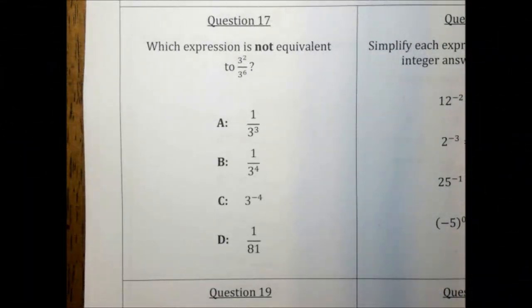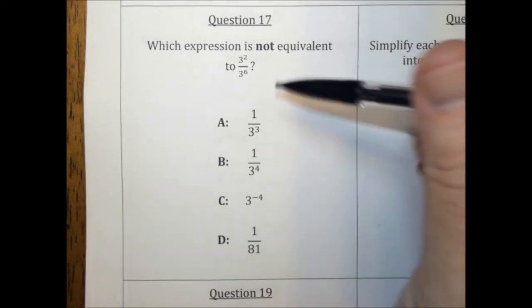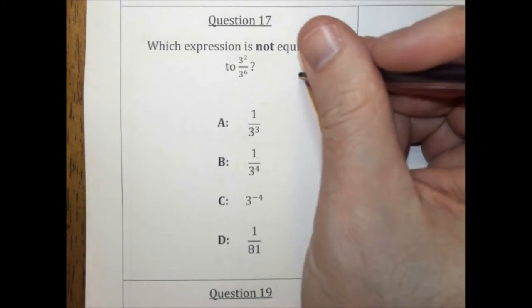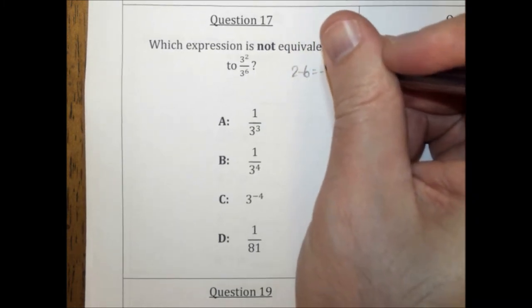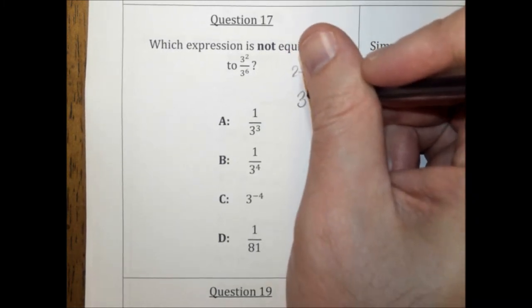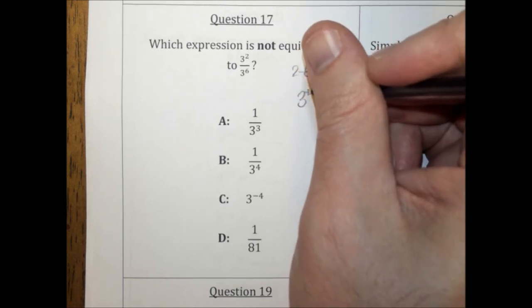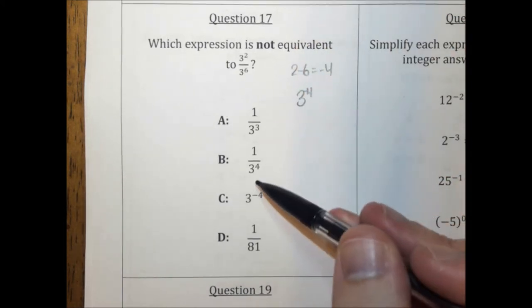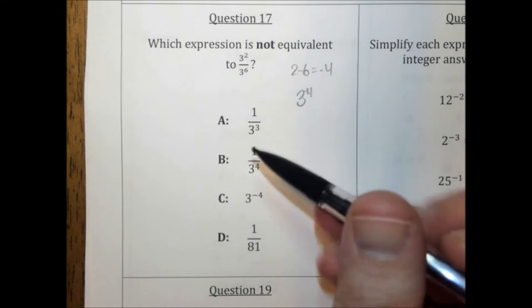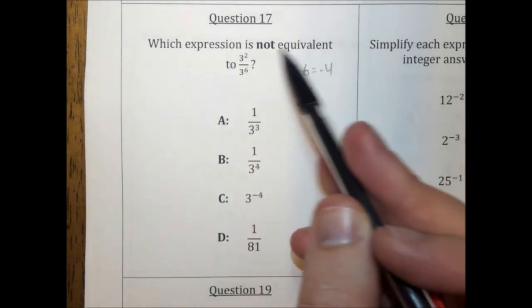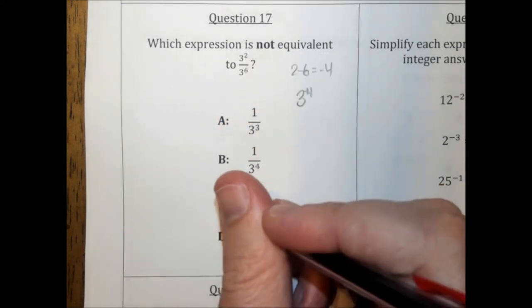Question 17. Which expression is not equivalent to 3 to the second divided by 3 to the sixth? When you're dividing, you subtract the exponents. 2 minus 6 is negative 4. So we're looking for 3 to the negative fourth as a problem, which there it is right there. The problem says which one's not equivalent, so we know it's not choice C.